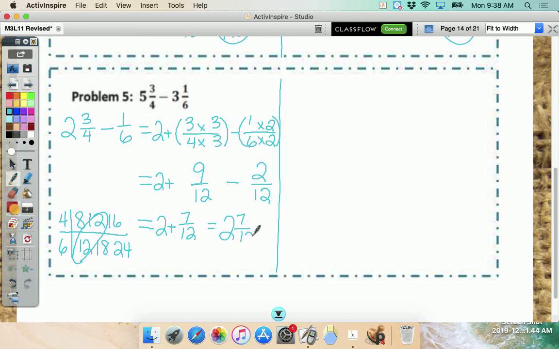Okay, and we like this way, don't we? Yeah. But we still need to practice the other way. So way up at the top, rewrite the problem. Remember, we subtracted 5 minus 3 in our heads. So you're going to write 2 3/4 minus 1/6 equals. This time it's 4 equal signs.